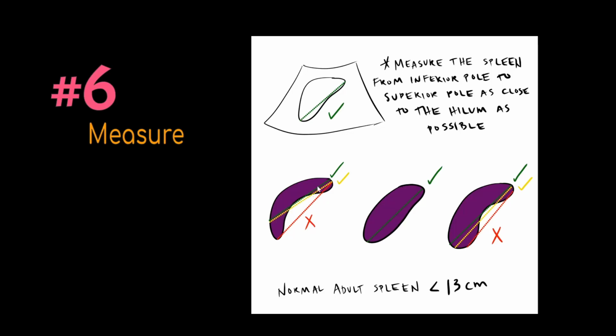So the green line here is a very nice measurement. The yellow line is just slightly outside, and that's actually okay too. We just don't want to get excessively outside of the spleen, as this red line demonstrates. This middle spleen is not very curvy, so it's very easy then to measure from inferior to superior pole. And if you have a mild curve, again, trying to keep as close to the hilum as possible to get an accurate measurement will be important. Remember too then that the normal adult spleen should measure less than 13 centimeters.